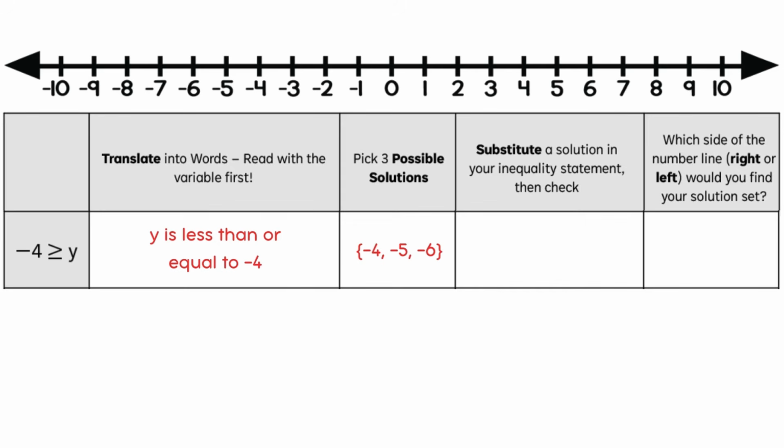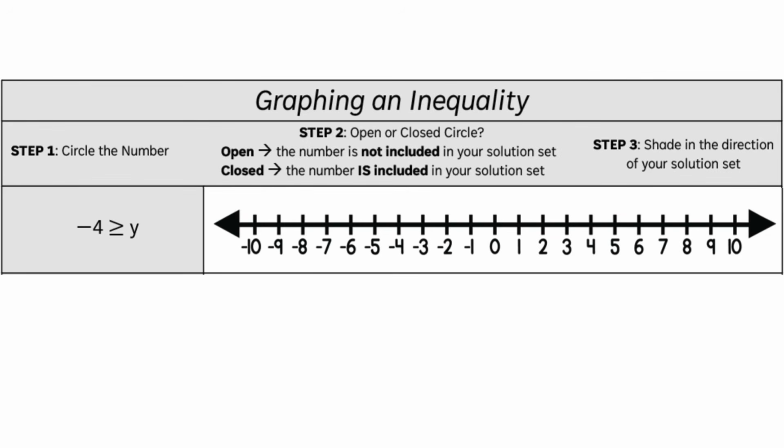Now let's substitute one of our solutions to see if it's correct. Is -4 greater than or equal to -4? Yes, because it's equal to. Now, which side of the number line will our solutions lie? They lie to the left. Remember, less than, left. All right, let's graph this inequality.